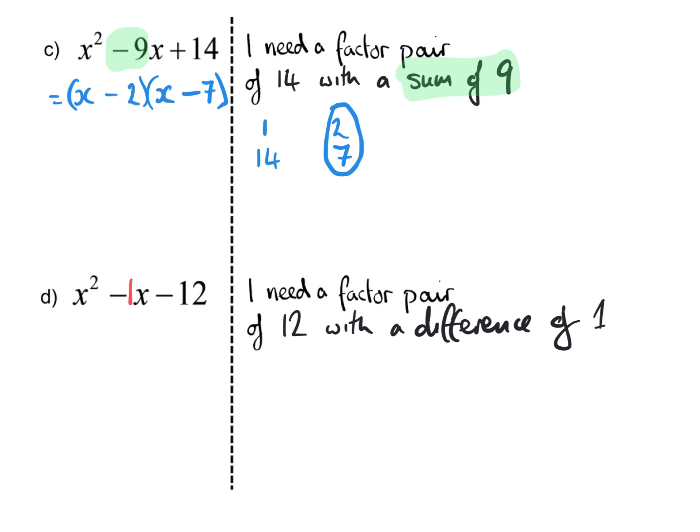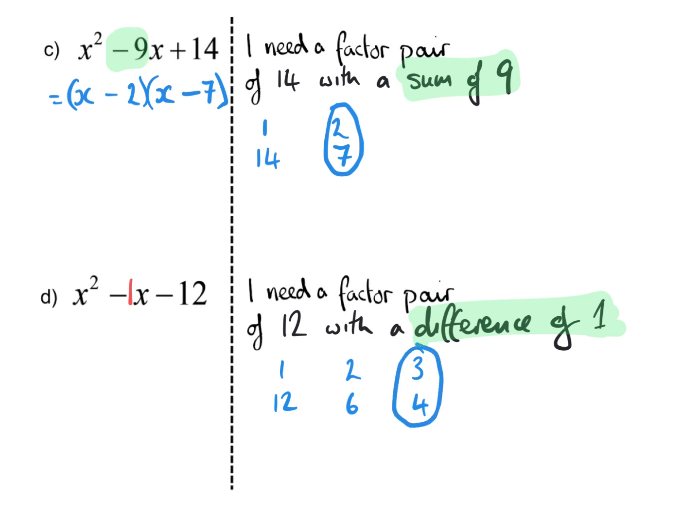So starting again, I need a factor pair of 12 with a difference of 1. So I'm going to write out my factor pairs of 12. 12 can be created by 1 times 12, we can do it by 2 times 6, and we can do it by 3 times 4. And again, this part here is really important. That's where the sum or difference part is important. So we're looking for the factor pair that has a difference of 1. Now these two numbers have a difference of 11, these two numbers have a difference of 4, these two have a difference of 1, which matches what I want. So it's the 3 and 4 that I'm going to choose.